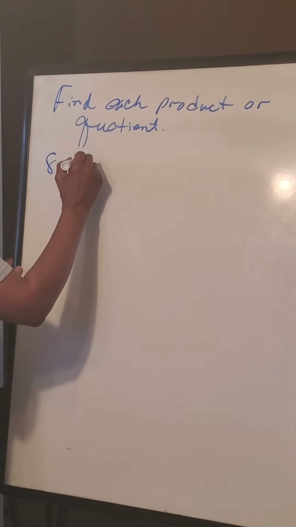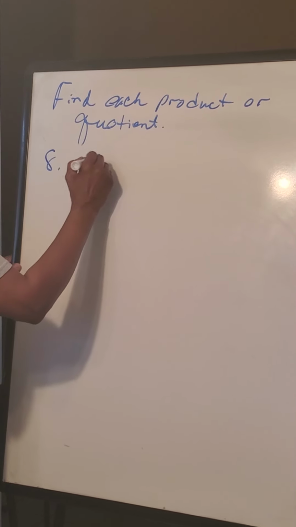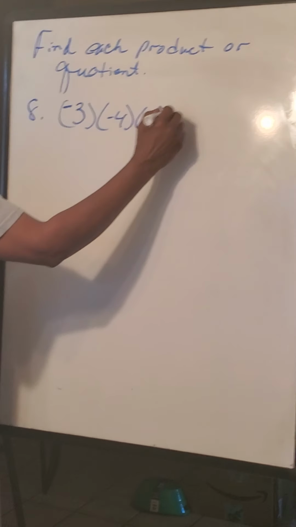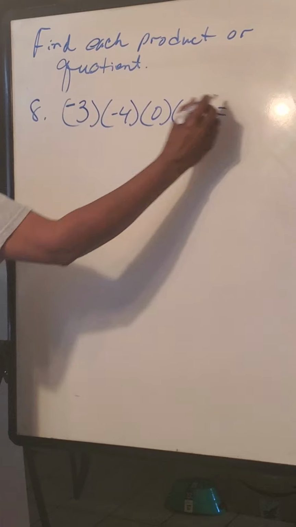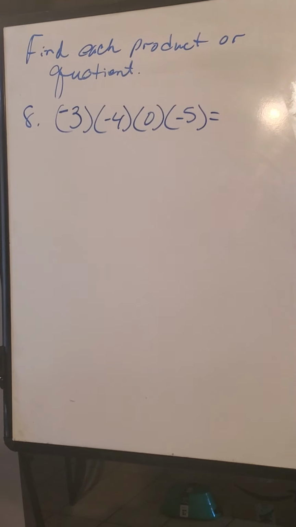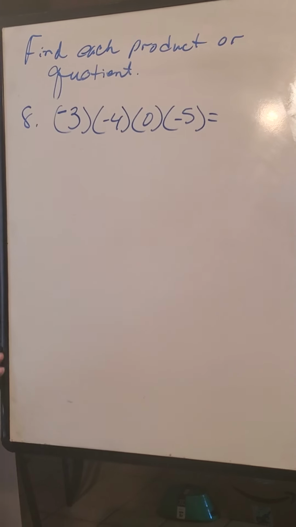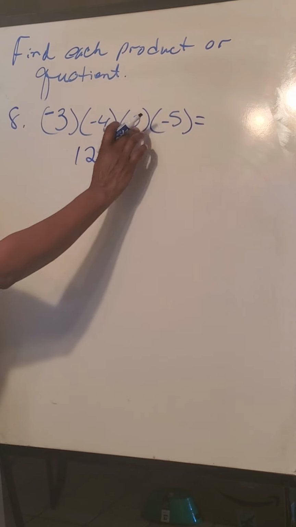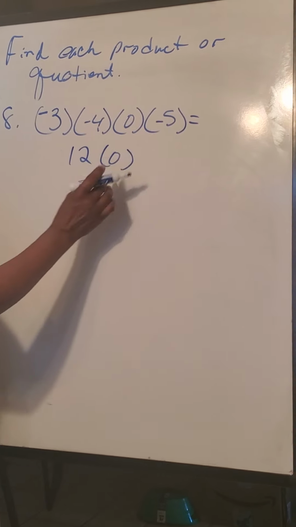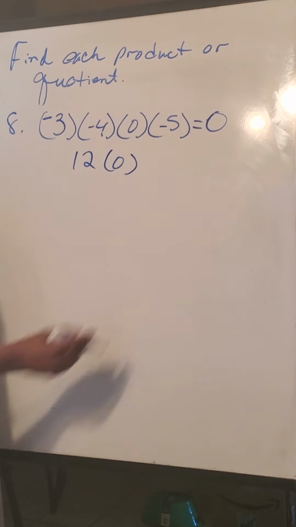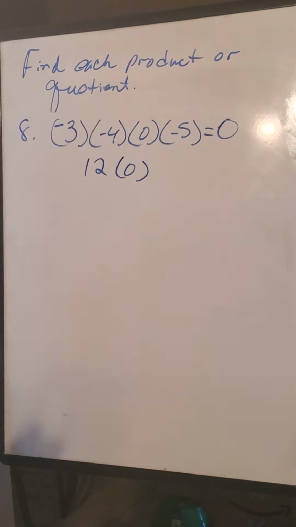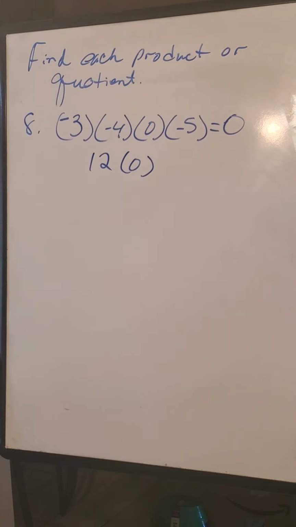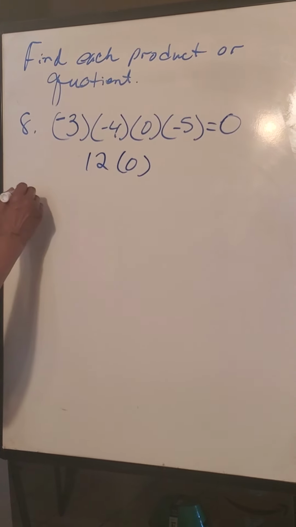Example 8. If I had a negative 3 times a negative 4 times 0 times a negative 5. Well, 0 times any number gives you 0. So my answer is 0. If I multiply here, I get a 12. 0 times a negative 5 is 0. And 12 times 0 gives you 0. 0 times a number gives you 0. You never put a sign with 0. It does not carry a positive sign. It does not carry a negative sign.